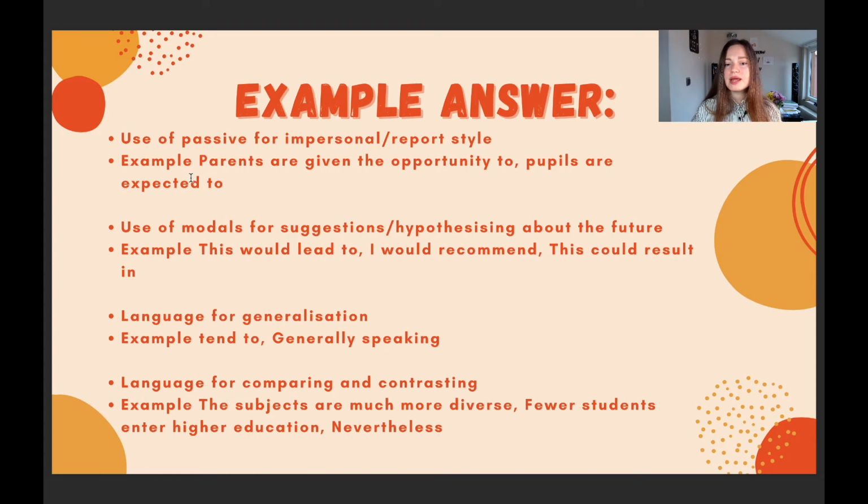Language for comparing and contrasting. In this case, you can see that this is a really important feature which shouldn't be underestimated. And I would say that this is one of the key features since we have the strengths and weaknesses that we need to mention in the task. The example. The subjects are much more diverse. Fewer students enter higher education. Nevertheless, these are the ways how you can compare and contrast.